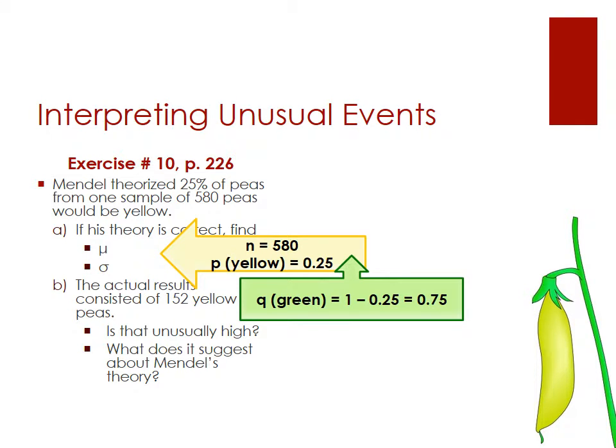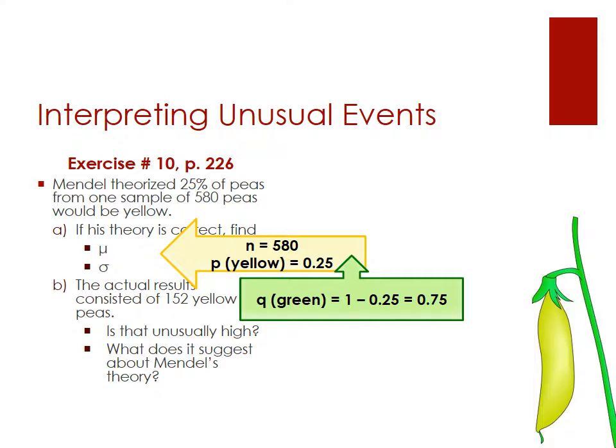Okay, you should have got an n of 580. That's the number of peas that we're looking at. And p, notice here I've cued it as yellow. That's what we're talking about here. This is another place where paying attention, you're leaving yourself a trail of what kind of problems you're trying to solve. What each of these represents is really important. So p of yellow here is 0.25. And then, of course, my q, my probability of getting a green, is 1 minus 0.25, which is 0.75.